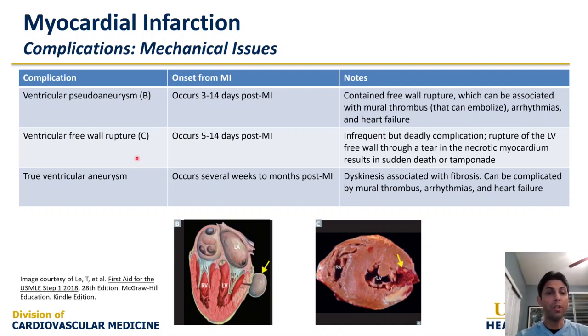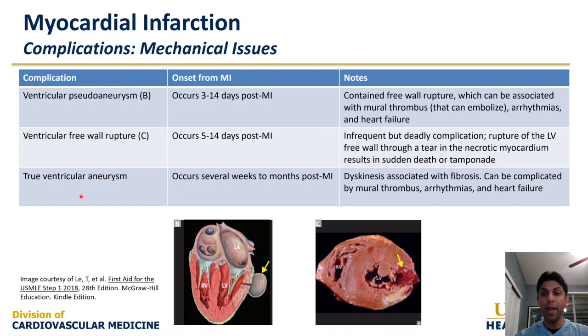This is in contrast to a ventricular free wall rupture that occurs 5 to 14 days post-MI. Ventricular free wall ruptures are infrequent, but they're a deadly complication. They are defined as a rupture of the LV free wall through a tear in the necrotic myocardium that results in sudden death or tamponade. A ventricular free wall rupture is shown in this figure, where again we have free wall rupture of the left ventricle such that there can be bleeding around the left ventricle and right ventricle within the pericardial space that can result in hemodynamic instability with tamponade physiology, as you'll learn more about in your pericardial disease lecture.